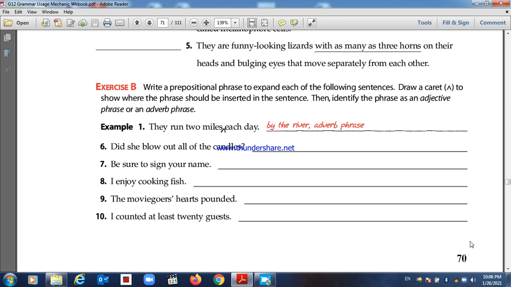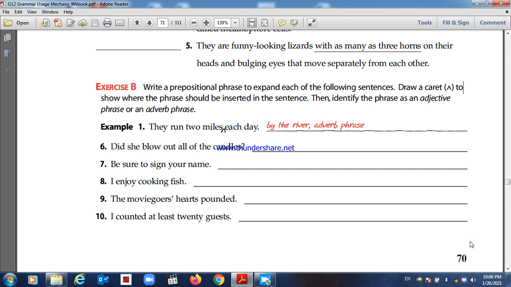Did she blow out all of the candles? We want to expand the following sentence by adding a what? By adding a prepositional phrase. Did she blow out all the candles? Let's say on her cake. On her cake. Okay? Did she blow out all of the candles on her cake? Now here, of course, on her cake, I'm modifying the what? The word candles. So here I'm modifying a noun. Right? Once I'm modifying a noun, then adjective phrase. Adjective phrase. Number 7.